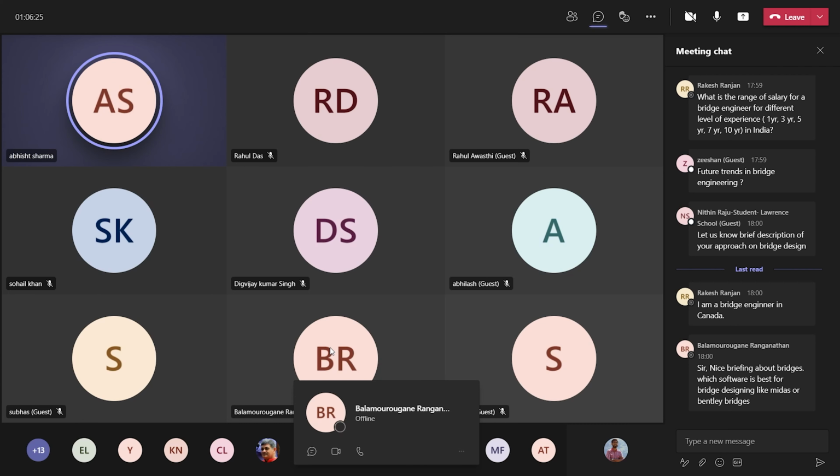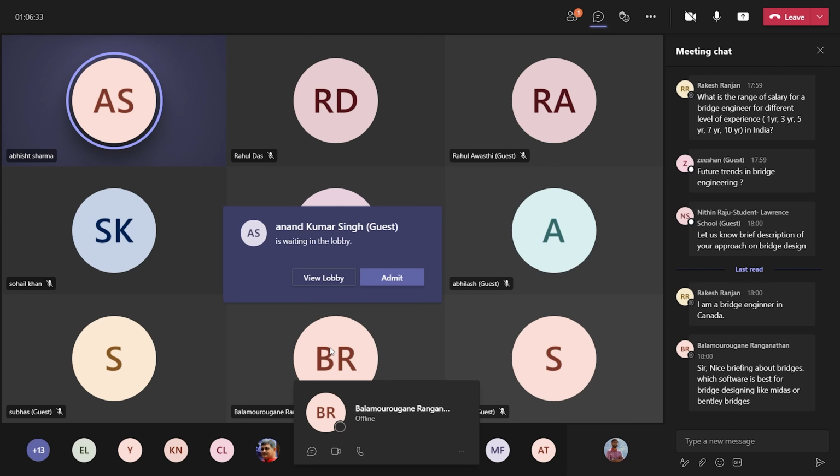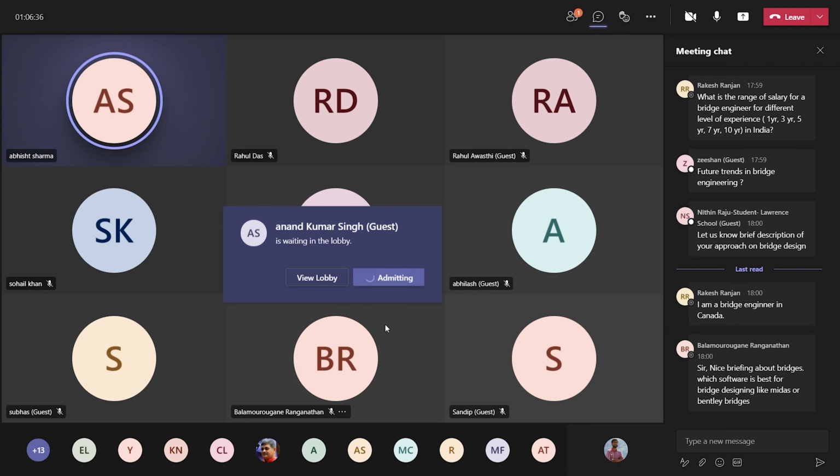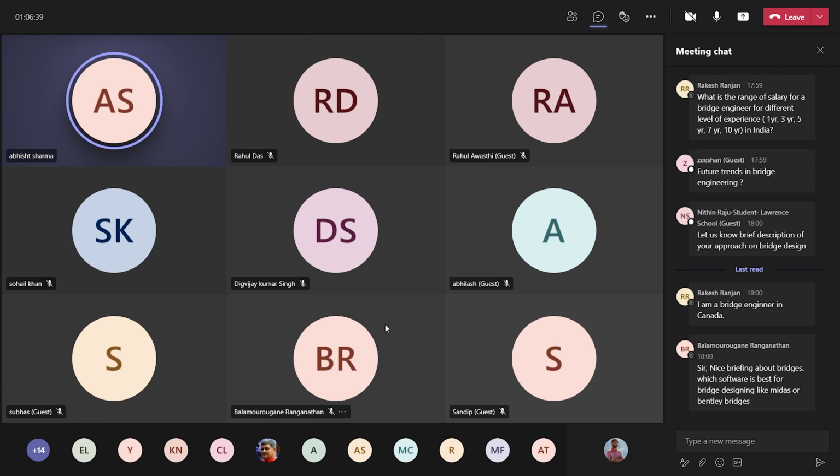Which software is best, Midas or Bentley bridges? I would say if you are comparing Midas and Bentley bridges, Midas would be better because it is available in the market as well. But when you're doing it for a company, you also have to see the cost part, because Midas is quite expensive. You have to spend around 12 lakhs just to buy that software. If you are working in a company, you cannot use cracked software, because they have very limited features. Otherwise I would go with Midas if you ask me.